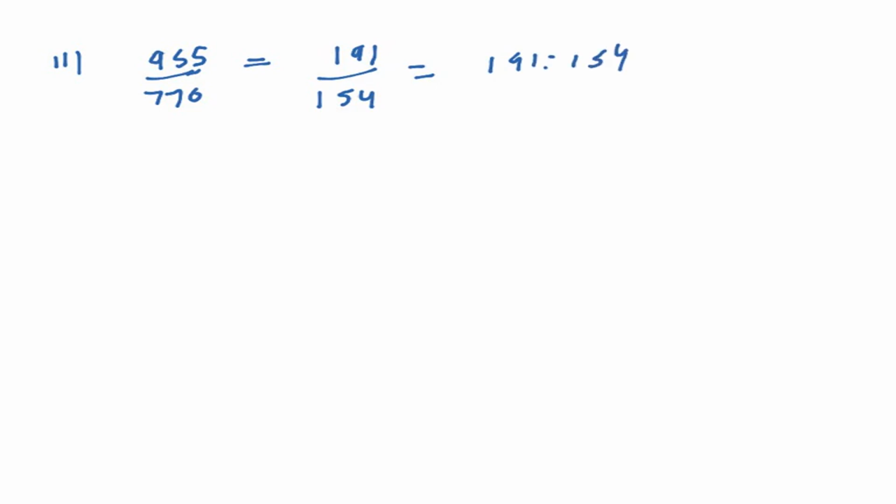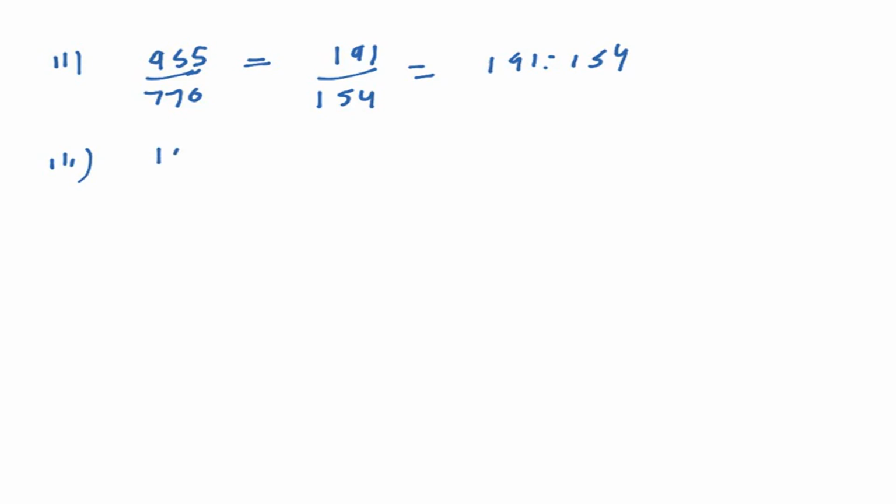Now the next question is we have to find out the ratio of her income to her expenditure. Her income is 955 and her expenditure we found out is 770. Now again we will find the HCF and we will divide. Again the HCF will be 5 and we will divide numerator and denominator by 5. We will get 191 by 154. So the required ratio is 191:154.